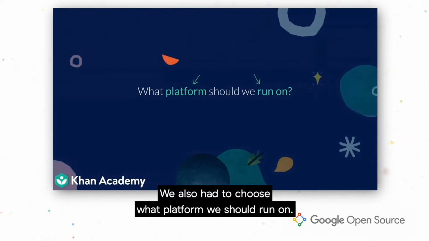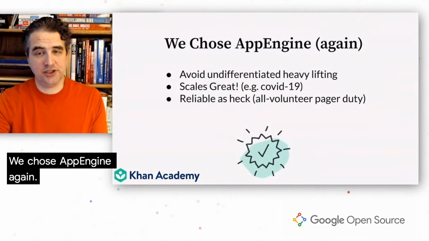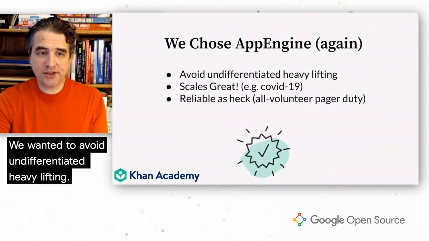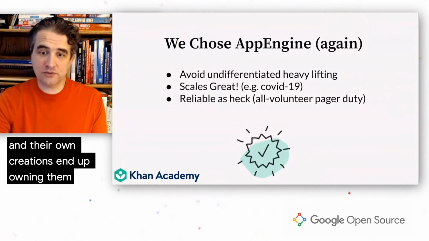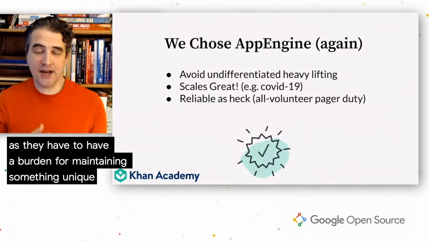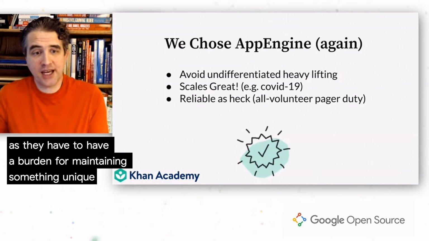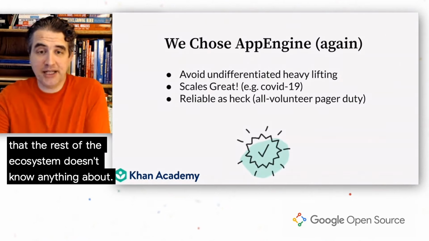We also had to choose what platform we should run on. We chose App Engine, again. We wanted to avoid undifferentiated heavy lifting. Many organizations get a little too caught up in their own creations, and their own creations end up owning them, as they have to have a burden for maintaining something unique that the rest of the ecosystem doesn't know anything about.